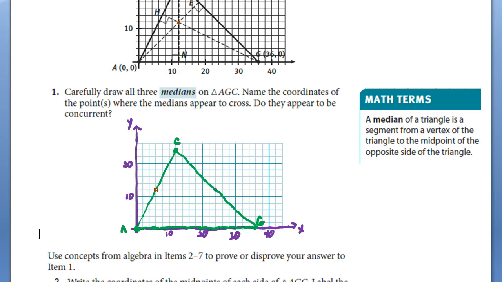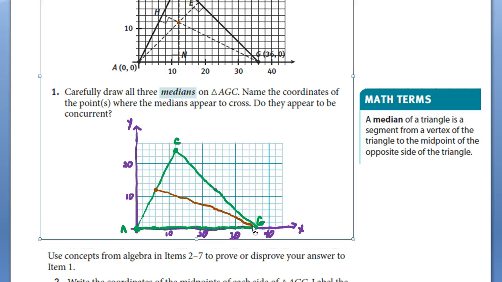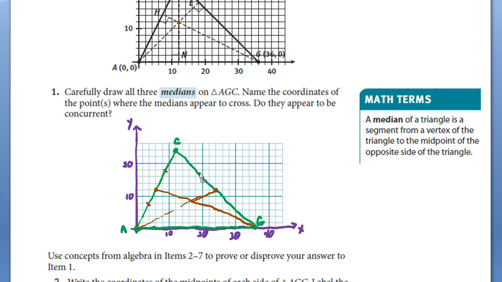So when we connect from there to the vertex opposite from it, point G, this brown line that we're drawing is a median, and it splits this segment into equal parts. Okay, side CG, I think the middle of that side is about right there. The way that I found that was I counted these diagonal units and divided by 2, and then it ended up in that spot.